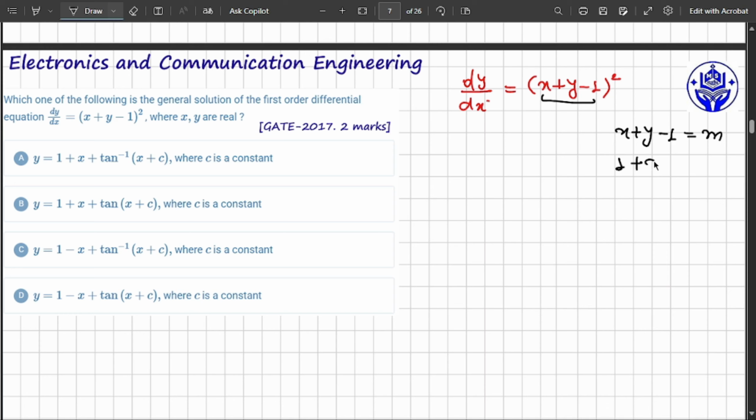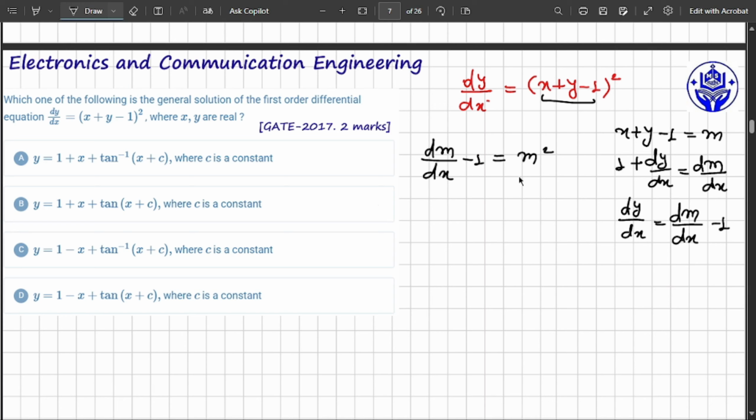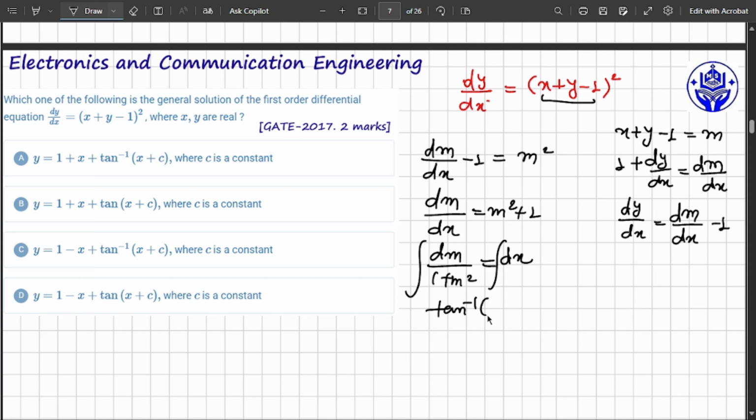If I differentiate this, it will be dy by dx, and it is nothing but dm by dx. It means I can replace dy by dx with dm by dx minus 1. So dm by dx minus 1 equals m square, since I have considered it as m. Now I can separate easily: dm by dx equals m square plus 1. Then dm upon 1 plus m square equals dx. I can just integrate it. It is nothing but tan inverse of m equals x plus c.